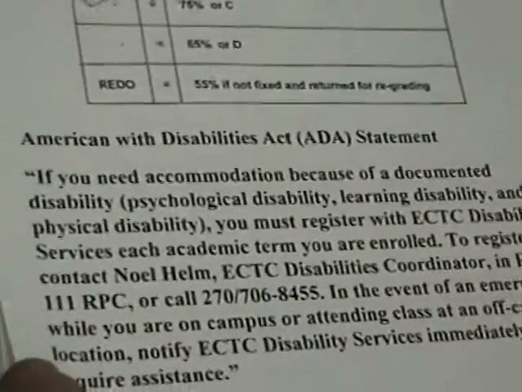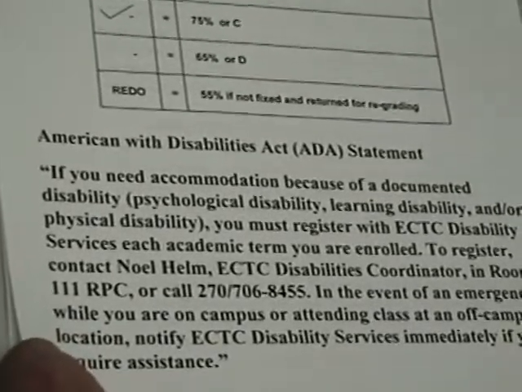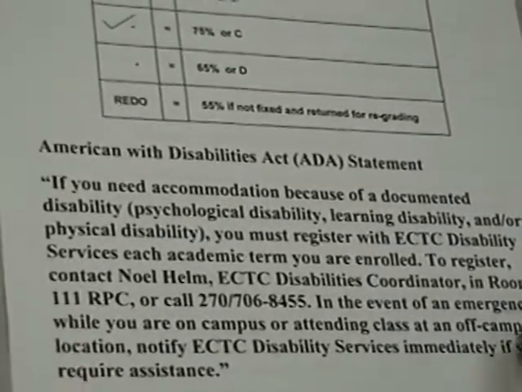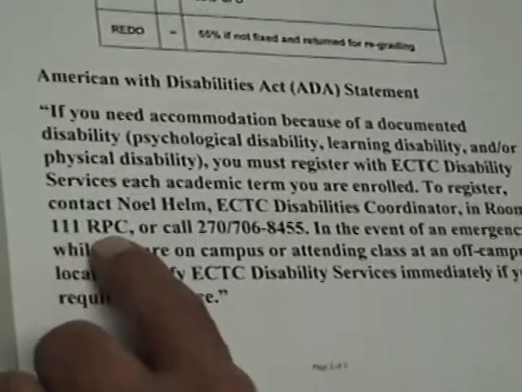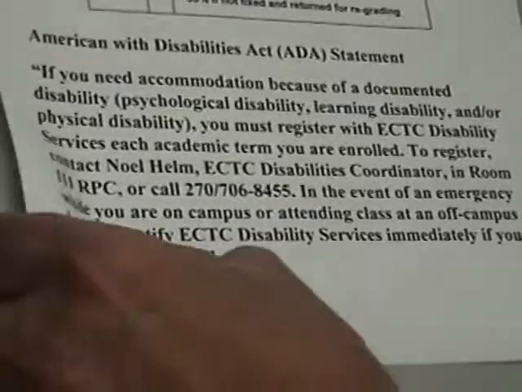This is the ADA Act. If you have any disabilities, get with Noel Helm in room 111 in the RPC, or call him at 706-8455 to get you an accommodation form.